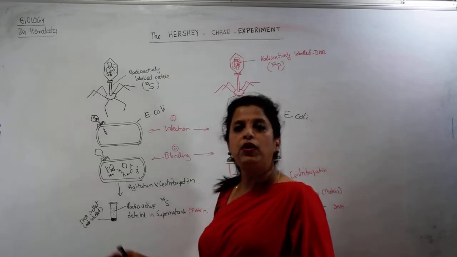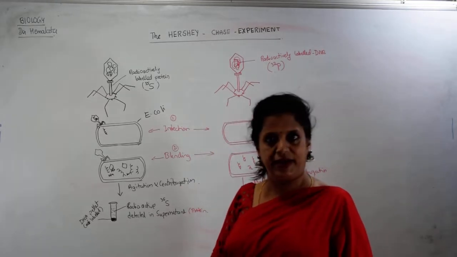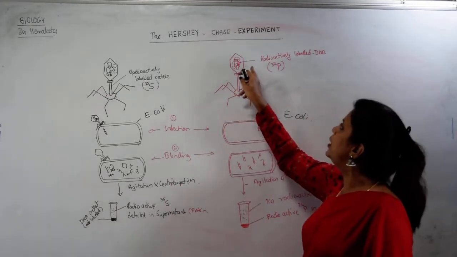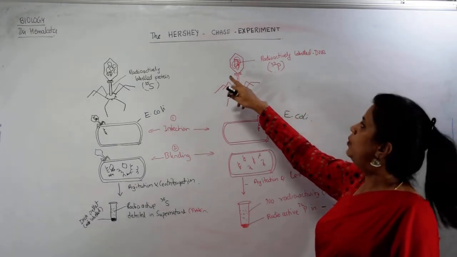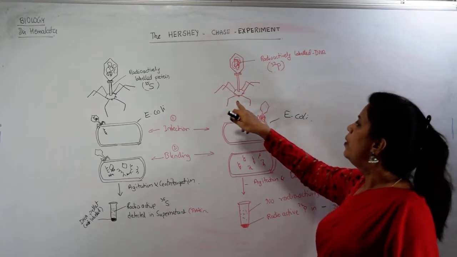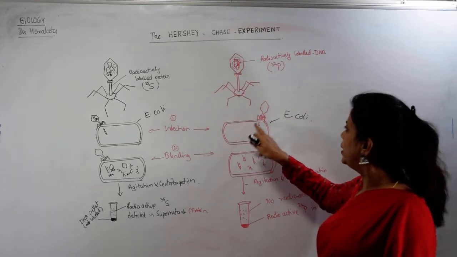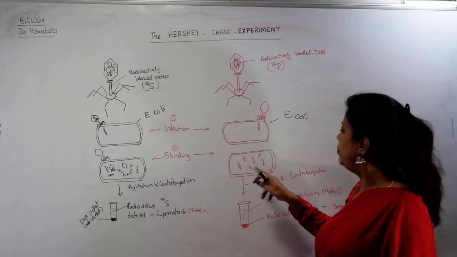Therefore, here protein is not the one which is carrying the character. In the second group, you can see the radioactive labeled DNA, P32 labeled DNA. It infects the E. coli bacteria, where it will multiply and form a number of copies.